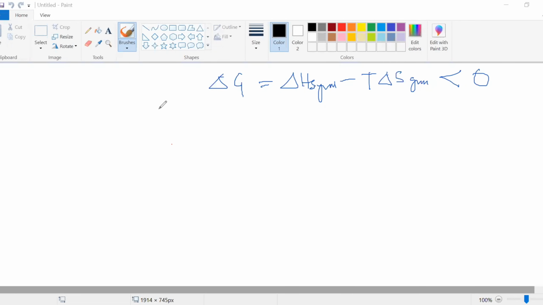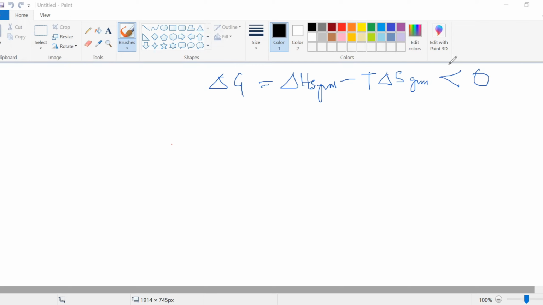Now we are going to the IBDP HL topic of Gibbs Free Energy. We derived this from entropy, and ultimately we got a new thermodynamic parameter called Gibbs Free Energy. Delta G is equal to delta H of the system minus T delta S, and it should be less than 0.